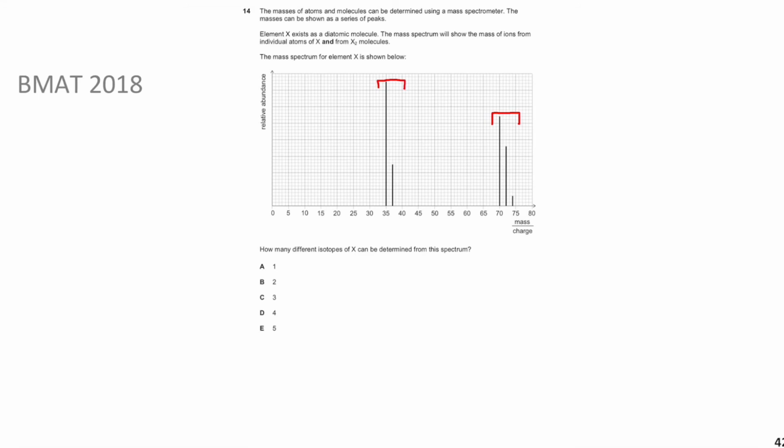So hopefully, guys, you can appreciate then that in this case, B is going to be the correct answer. So in this case, B, this is going to be our winner.